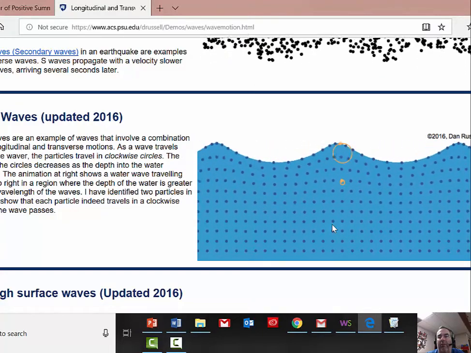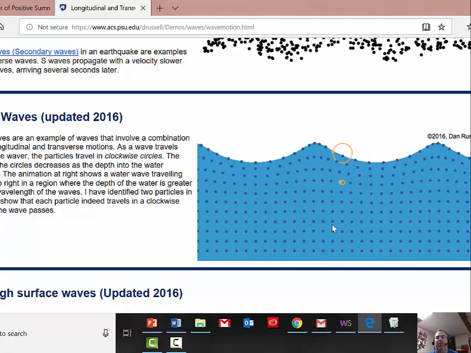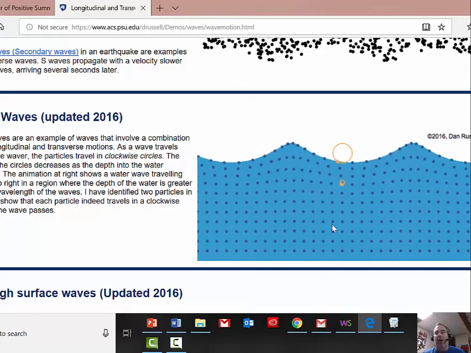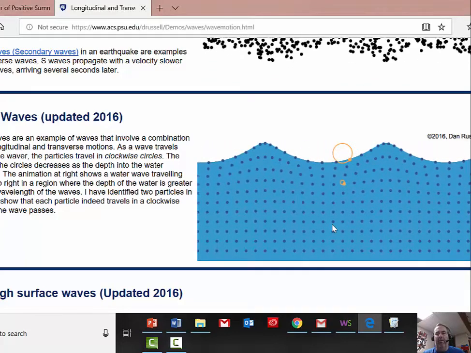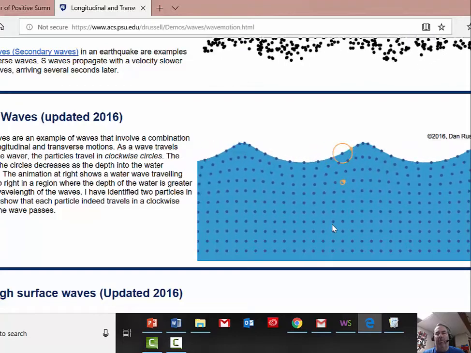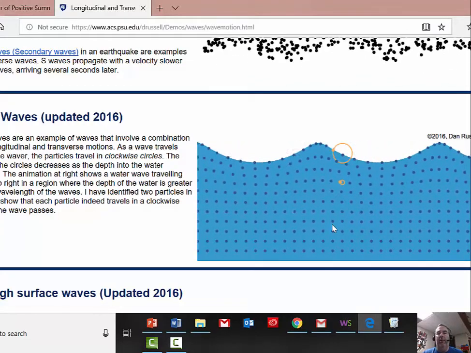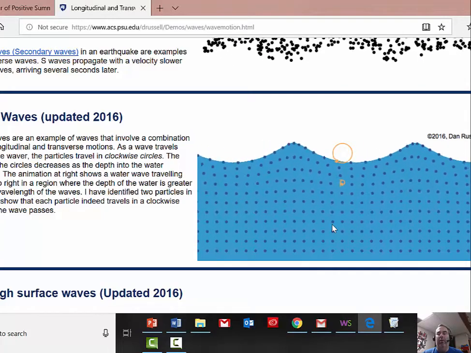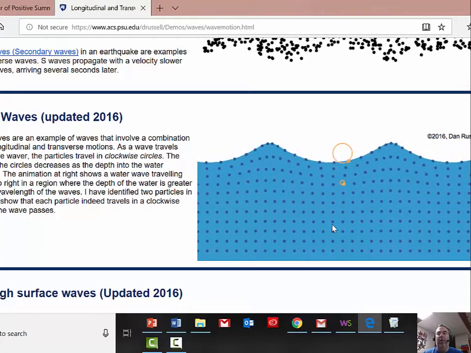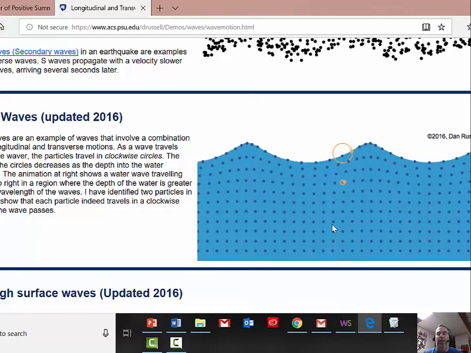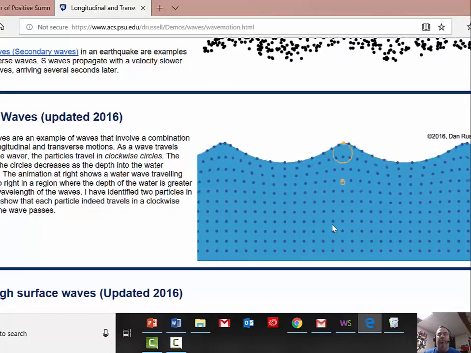Now, if you look further down here, notice we have a smaller circle. The reason we have a smaller circle is, think of this. As we go down and look at the water, there's all of this pressure or weight above it, so those particles can't move as much because they're more compact. But they still are going in that circular motion.